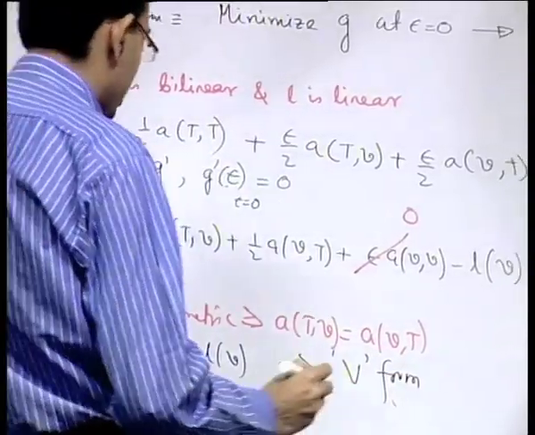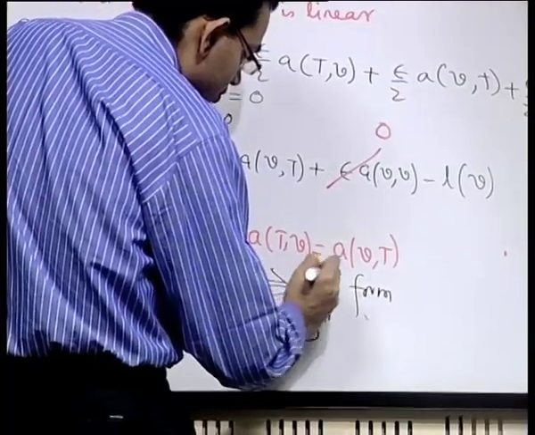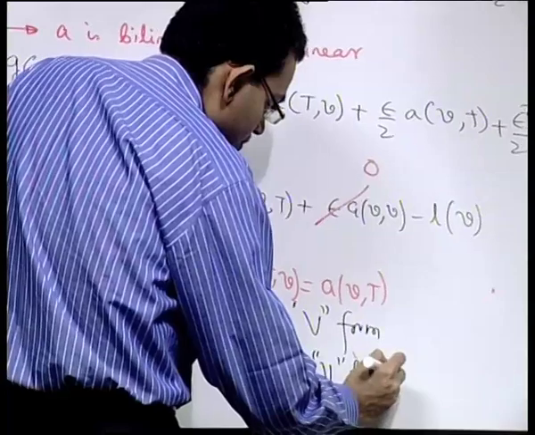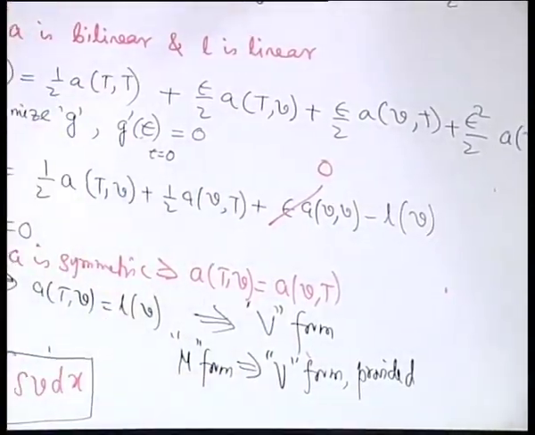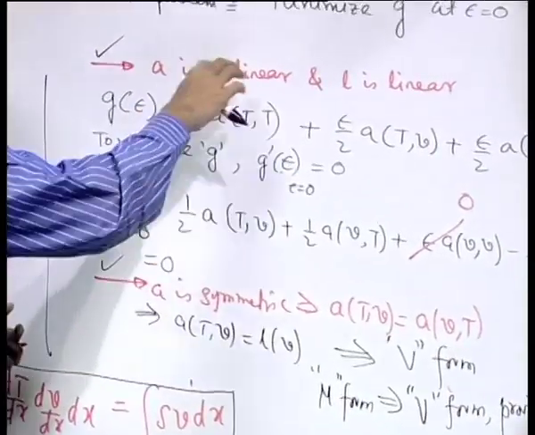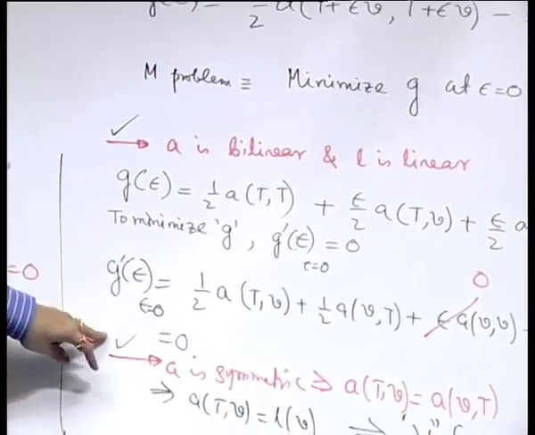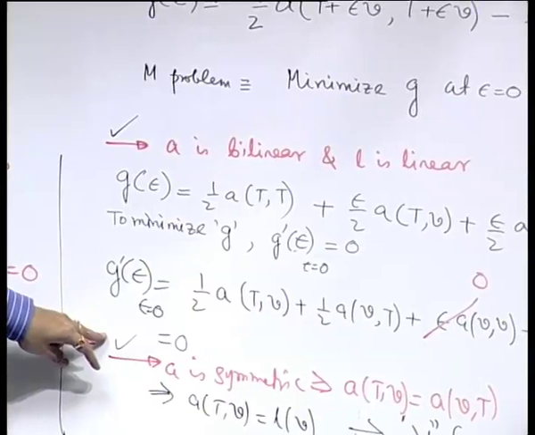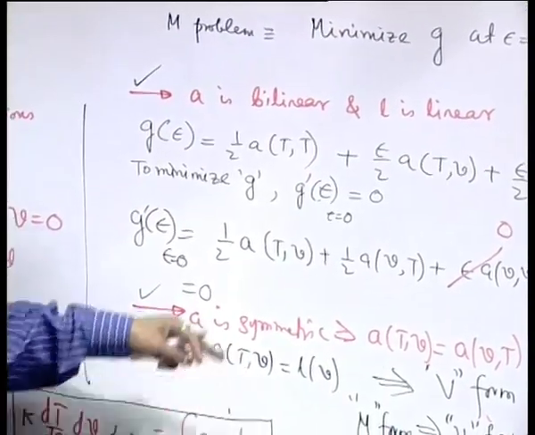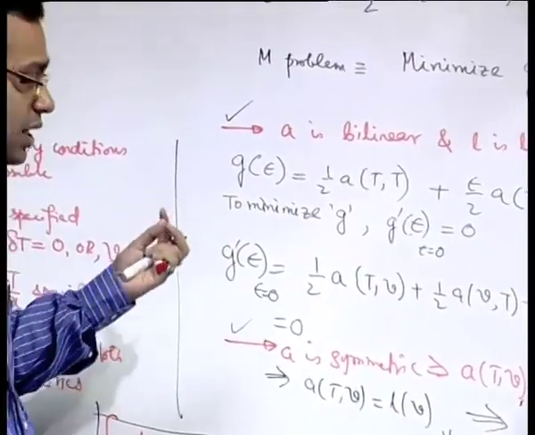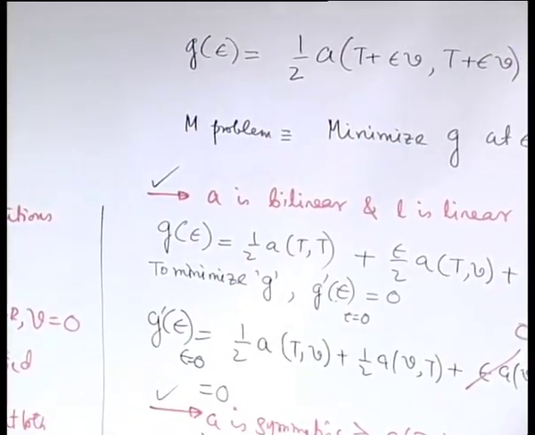So what is our conclusion? Conclusion is M form will imply V form provided A is bilinear, L is linear and A is symmetric. These are the conditions which are mentioned. So that means starting from the M form you could arrive at the V form. Question is, could you do it the other way, that is, starting from the V form could you arrive at the M form? So let us try to see whether that is possible.